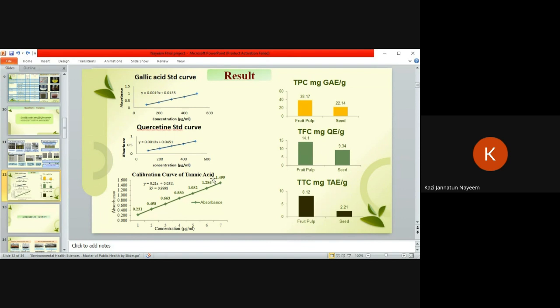As well as for tannic acid and total tannin content, compared to the standard curve of tannic acid. Here food pulp is 8.12 and seeds 2.21.